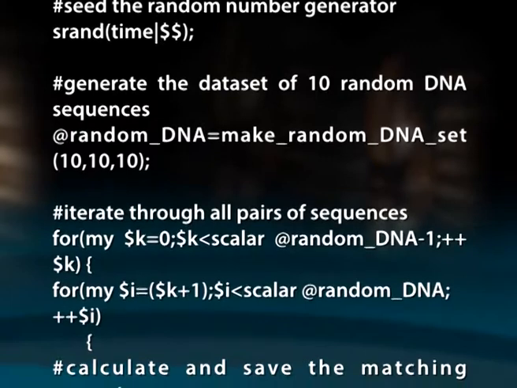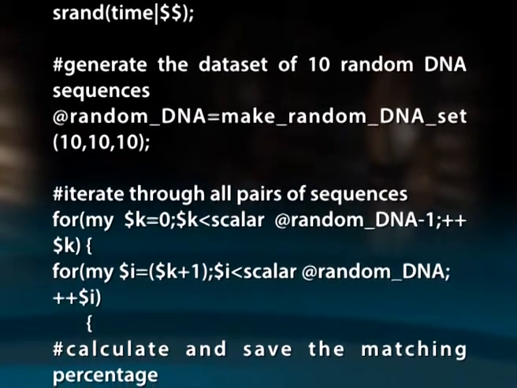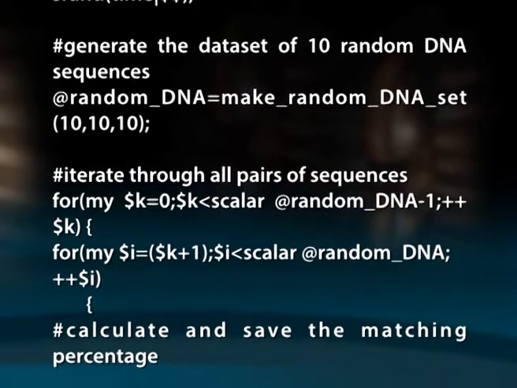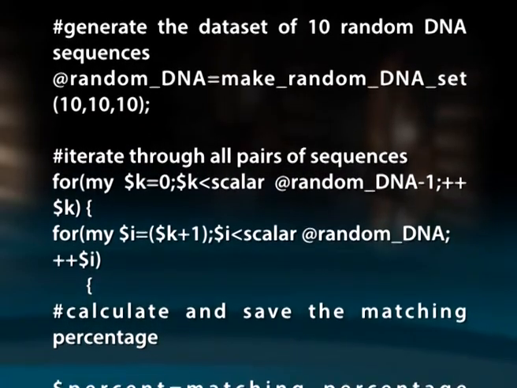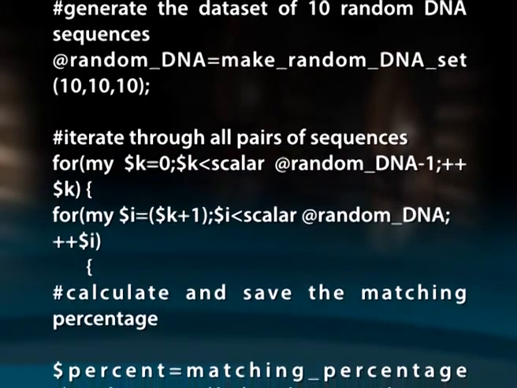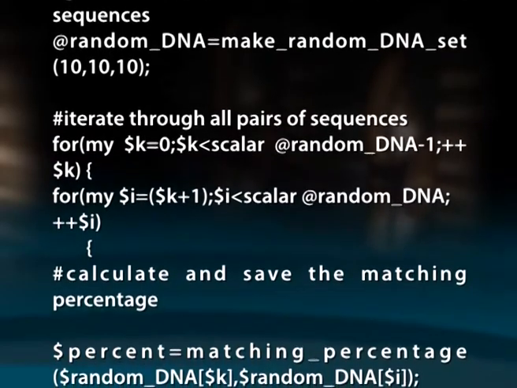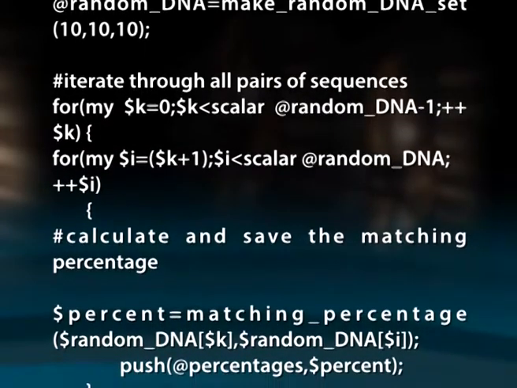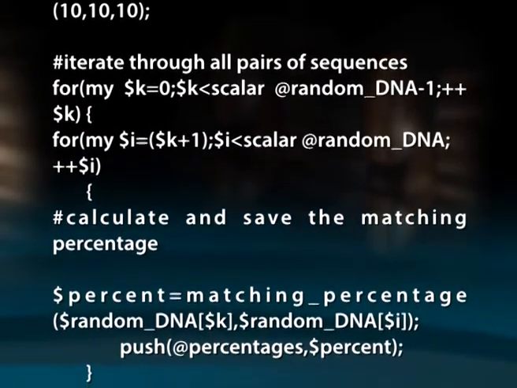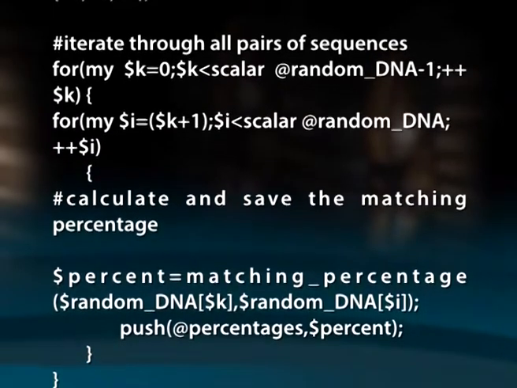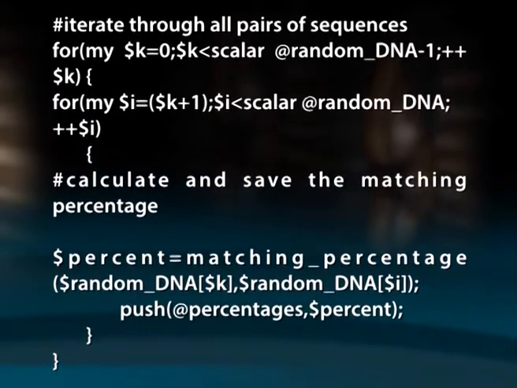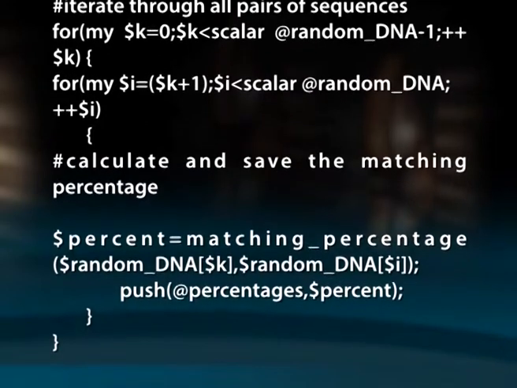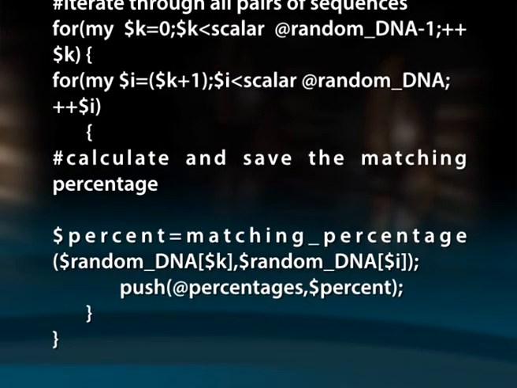For my $i equals $k plus 1, and the condition is $i less than scalar @randomDNA, plus plus $i. Now calculate and save the matching percentage. $pc equal to matching_percentage of $randomDNA[$k], $randomDNA[$i]. Push to the array @percentages each percentage. Here we can see a for loop within another for loop, which is called nesting. This we will discuss later.